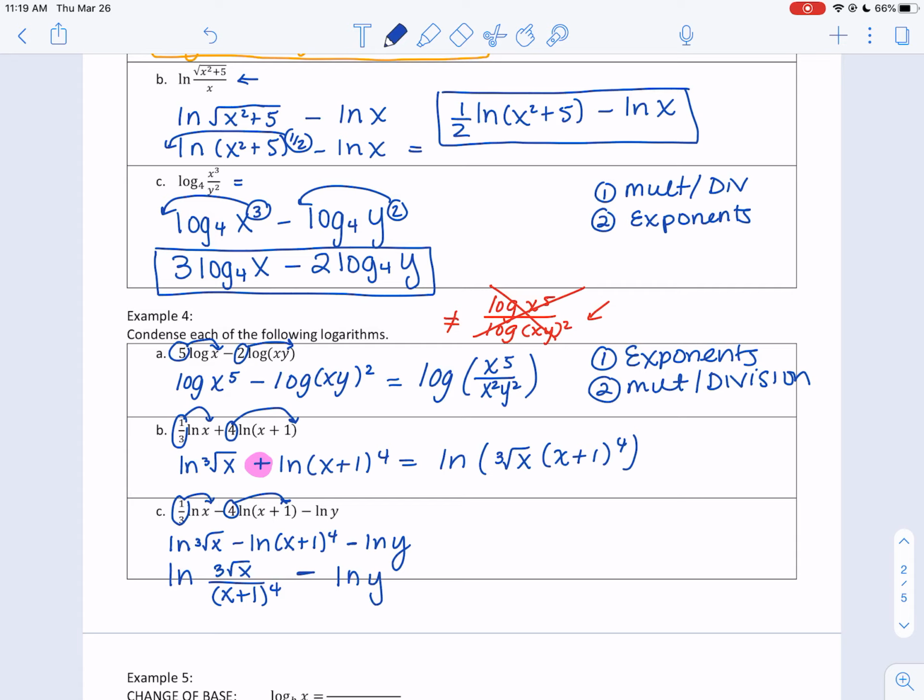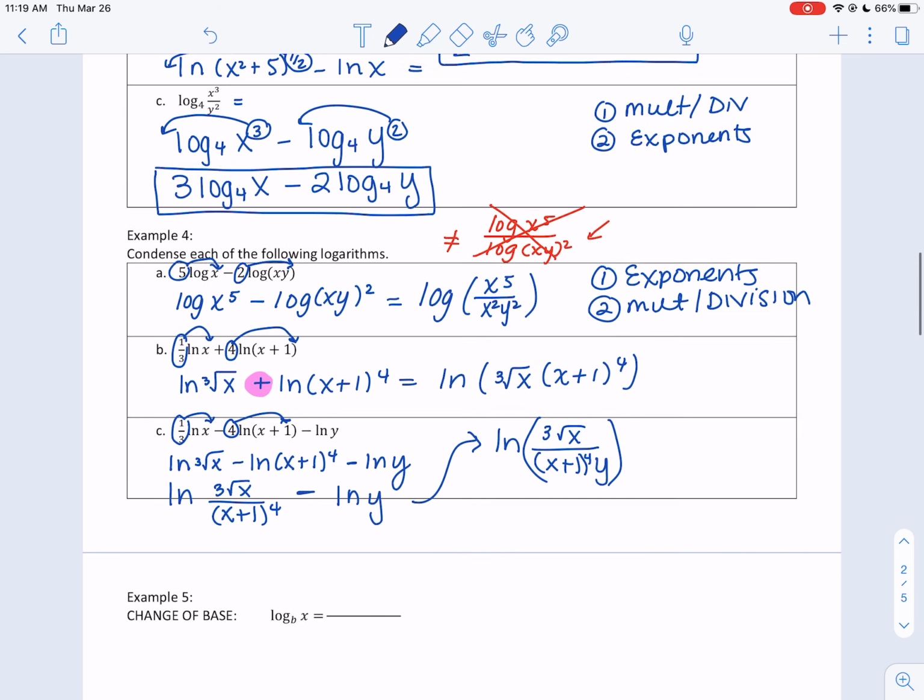Notice, if we're taking this expression and we're, again, dividing by y, what's happening is that y is just going to wind up in our denominator. We have the ln of the cube root of x over x plus 1 to the 4th times y in your denominator as a single one. You might be saying, well, why is this happening? Why does that y wind up in the denominator? Why is that subtraction telling me that it's going to go down there?